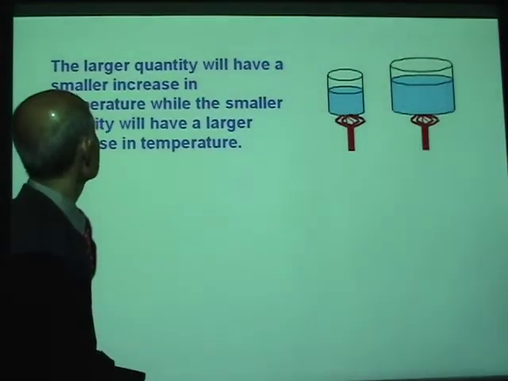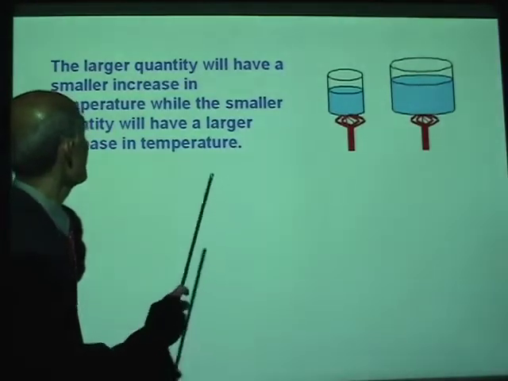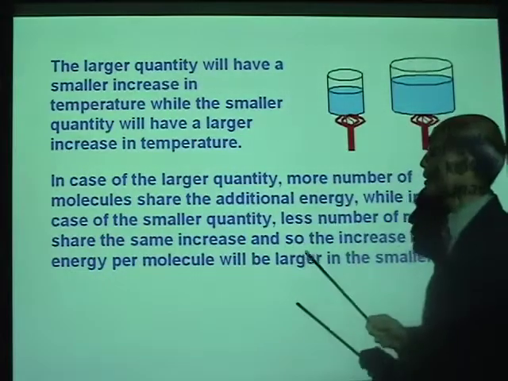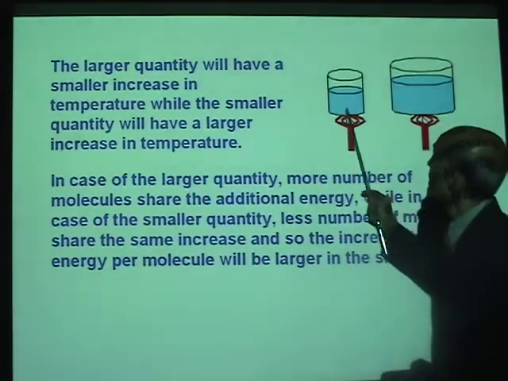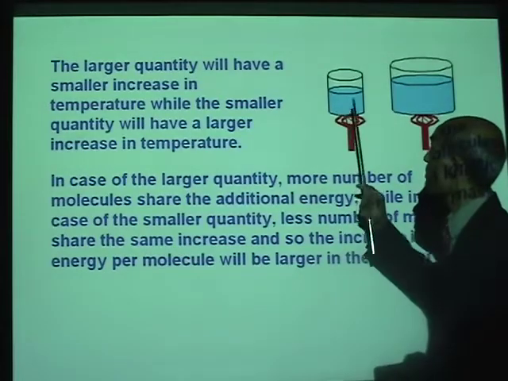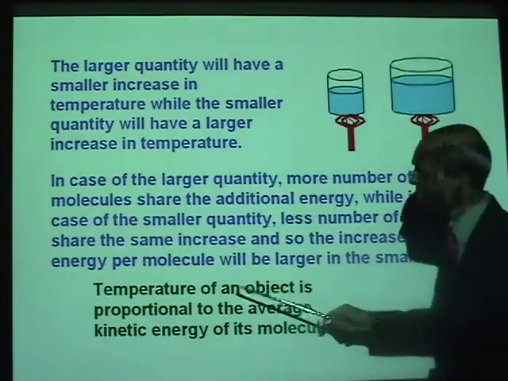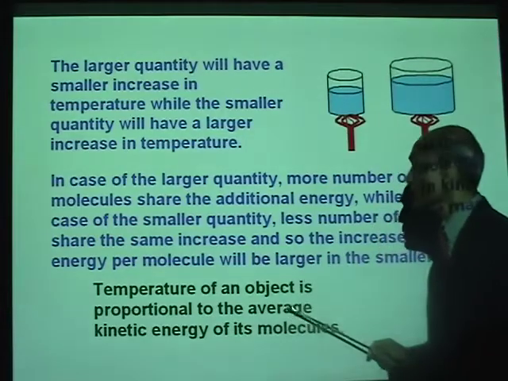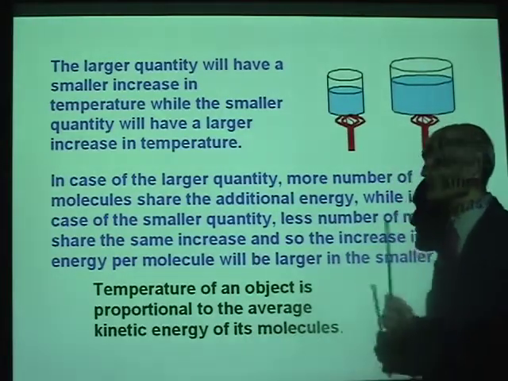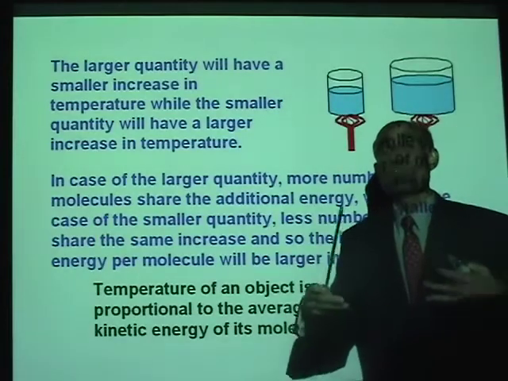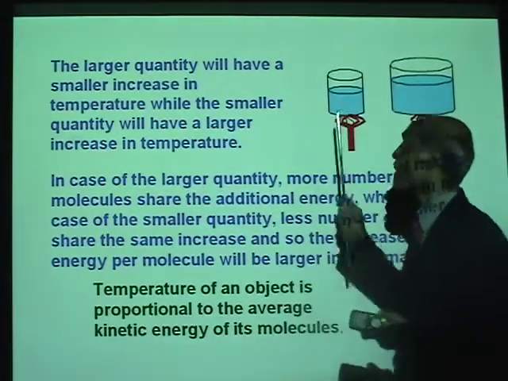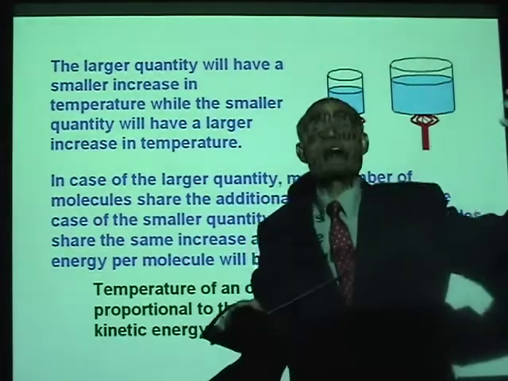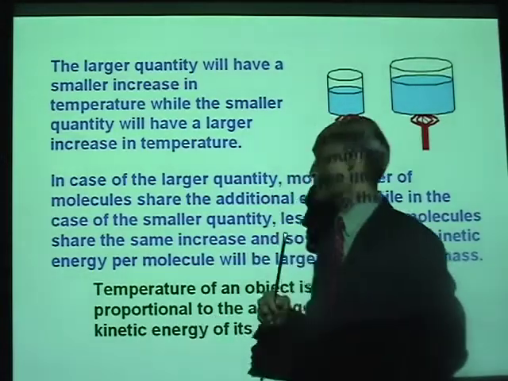Now, the larger quantity will have a smaller increase in temperature, while the smaller quantity will have a higher increase in temperature, because the average energy per molecule is greater here. So how do we define temperature? Temperature of an object is proportional to the average kinetic energy of its molecules. It is a measure of the average kinetic energy per molecule. If the temperature is greater, each molecule will have a much higher kinetic energy than when the temperature is lower.